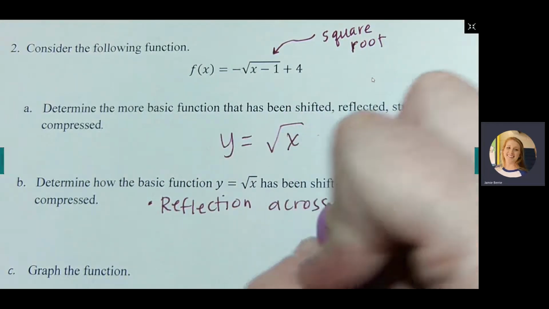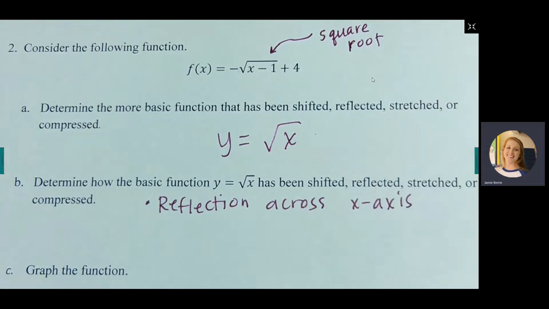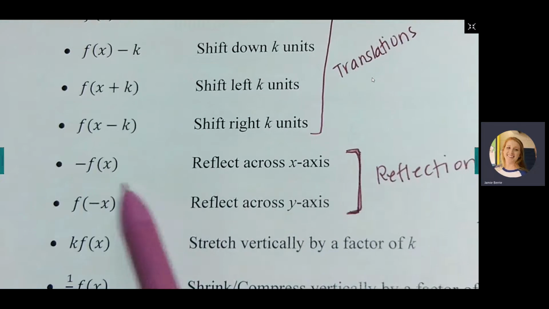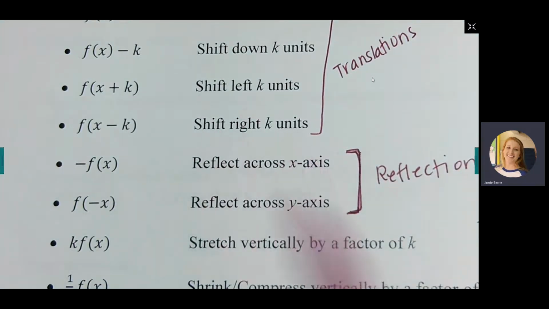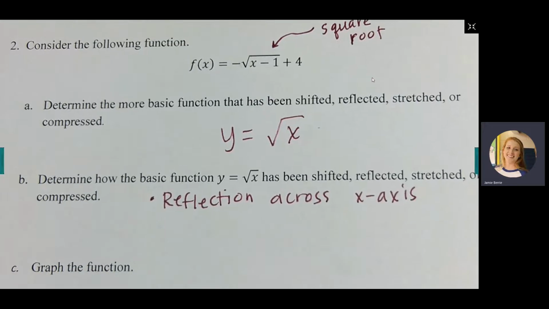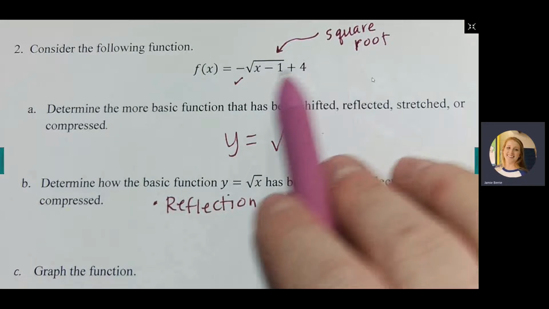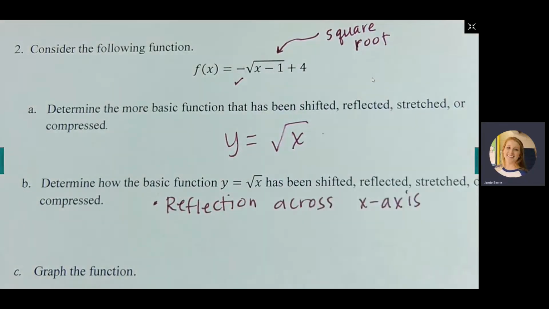Good. Reflection across x-axis. And again, we know that because of our sheet here, it says if a negative's on the outside, you reflect across x-axis. All right, so we've taken care of this first piece. Now we're moving to the right. We see, okay, we're subtracting 1 on the inside of the radical.